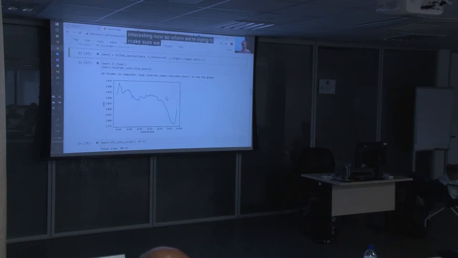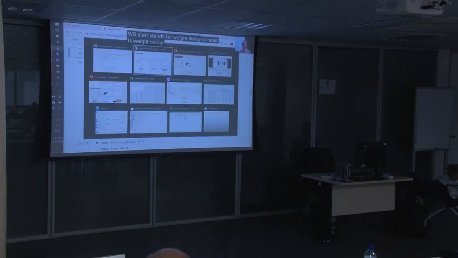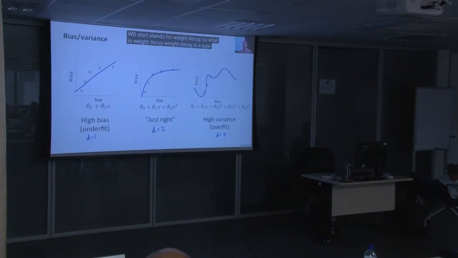So we were trying to make sure we understood what every line of code did in this pretty good collaborative filtering model we built. And the one piece missing is this wd piece. And wd stands for weight decay. So what is weight decay? Weight decay is a type of regularization.